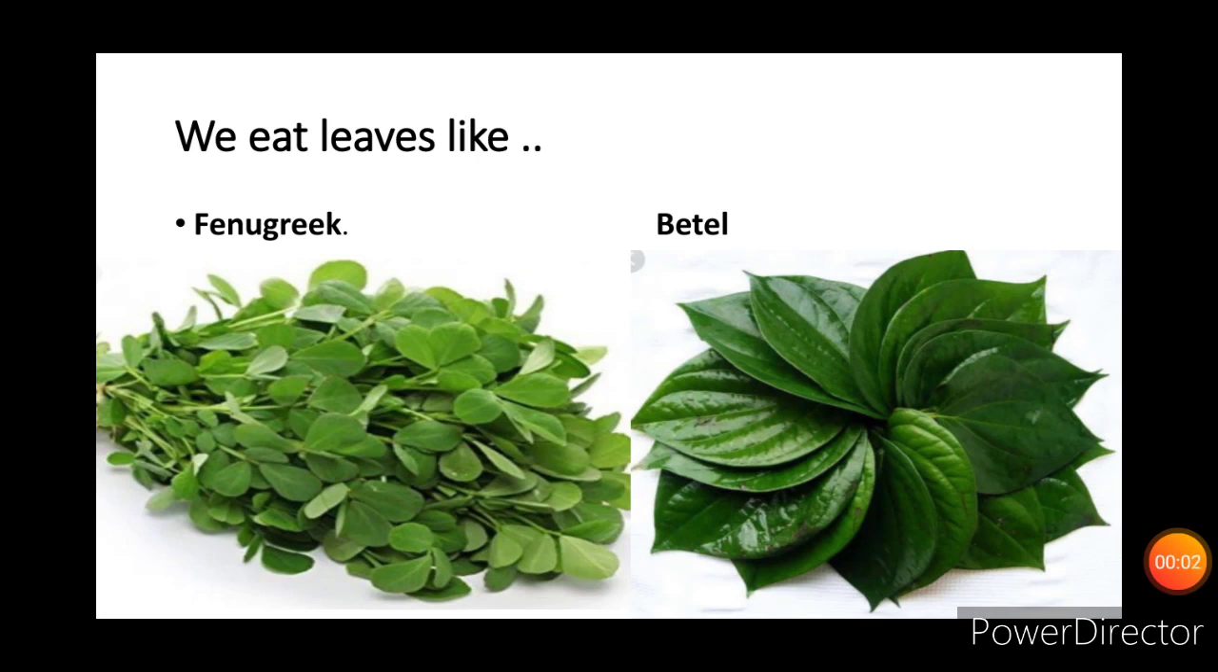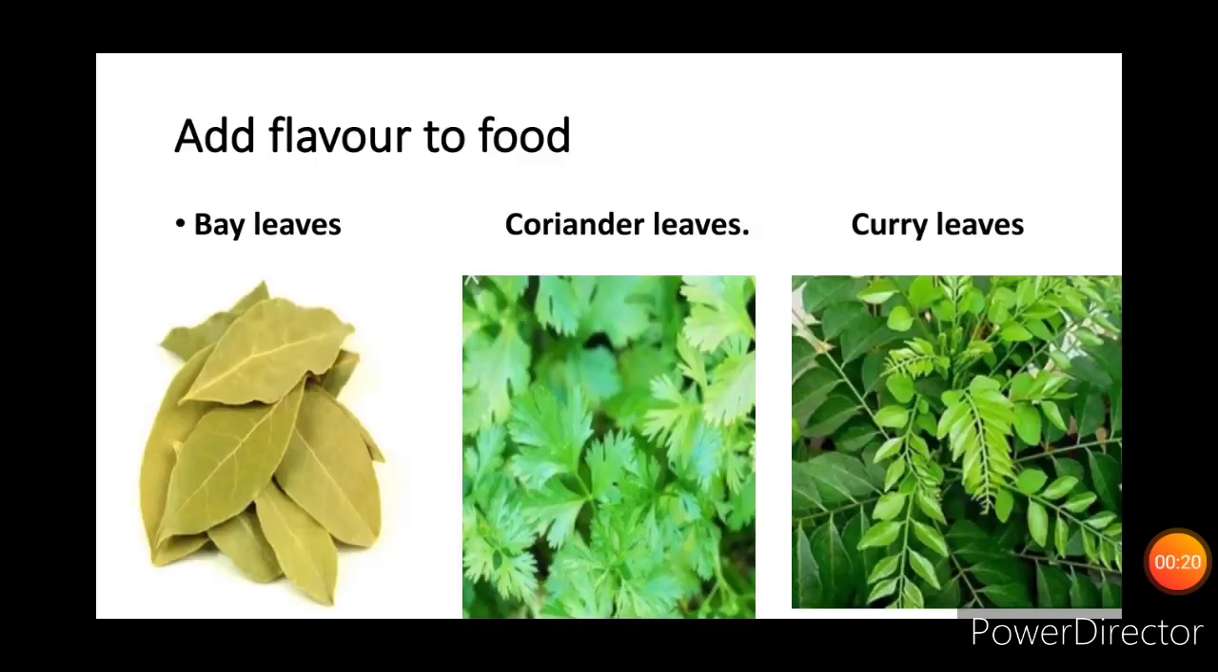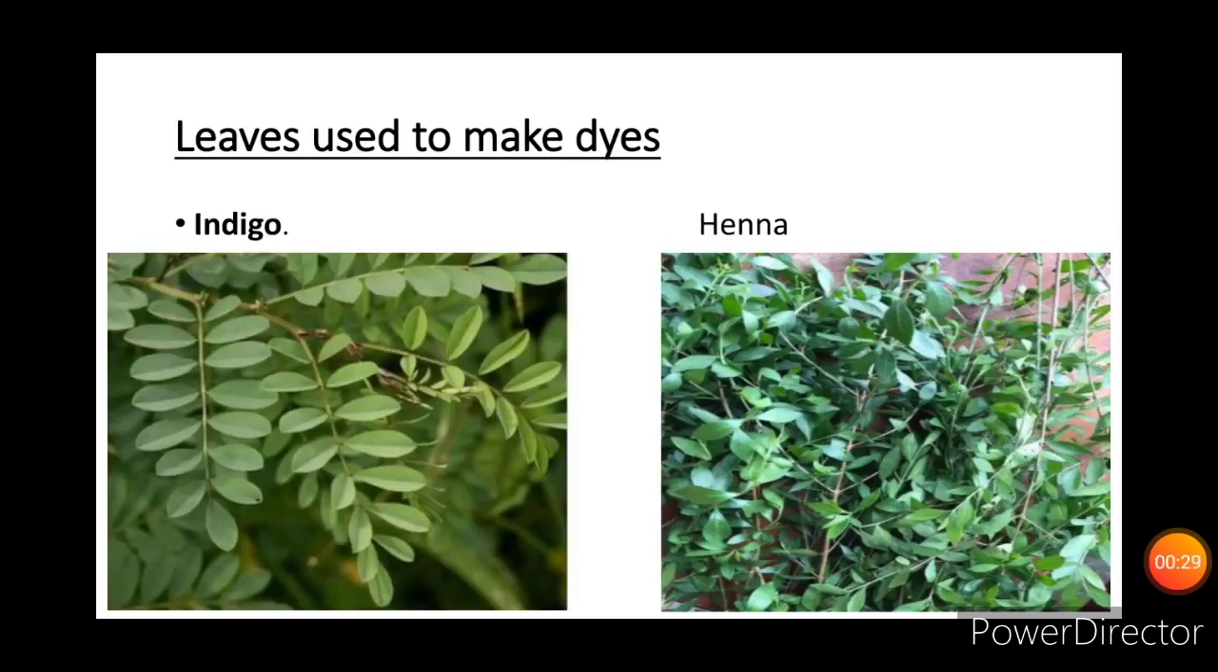Leaves are useful to us in several ways, like we eat leaves like fenugreek, methi ke patte, betel, paan ke patte, spinach, lettuce. It also adds flavor to food. Bay leaves, coriander leaves, curry leaves. Leaves are used to make dyes, indigo, henna.